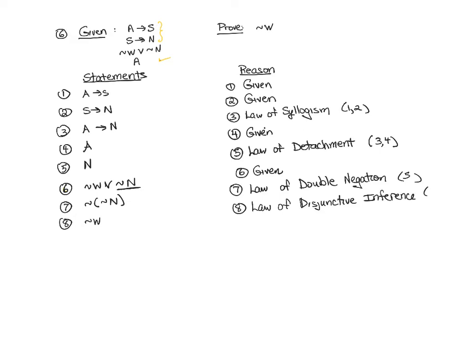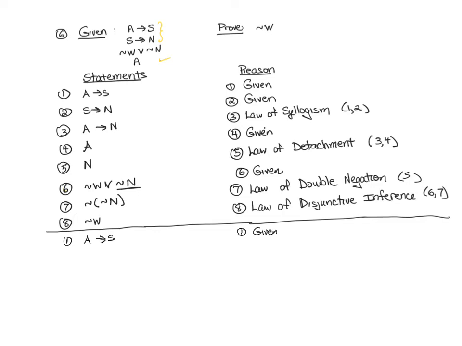Steps 6 and 7. But that's one way to prove it. There's another way. And what we can do is, if we take the if A, then S, which is given, and the A, which is also given, we can use the law of detachment right away to get S.